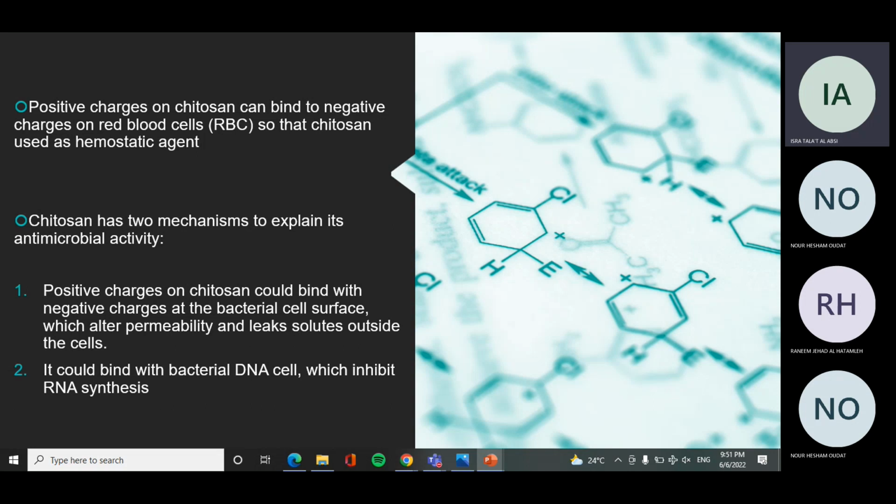The first mechanism is that the positive charge in the chitosan could bind with the negative charge at the bacterial cell surface, which alters permeability and leaks solutes outside the cell. And the second mechanism is that it could bind with bacterial DNA, which inhibits RNA synthesis.